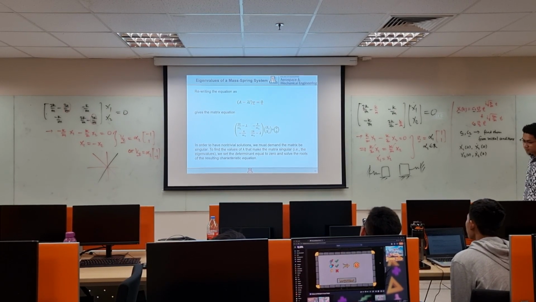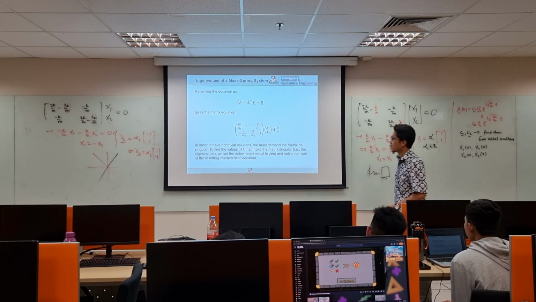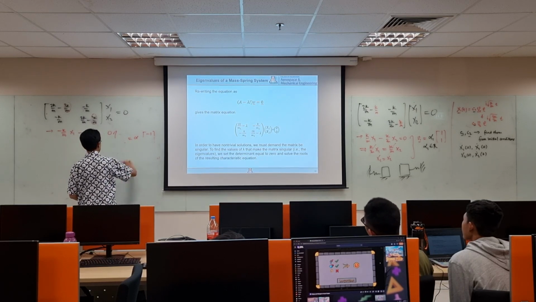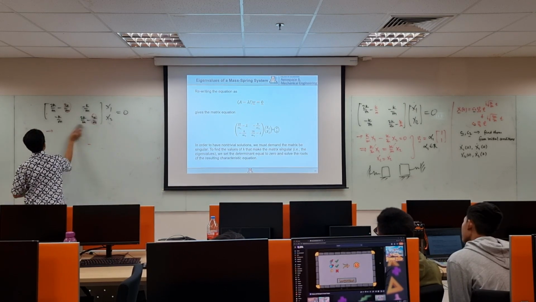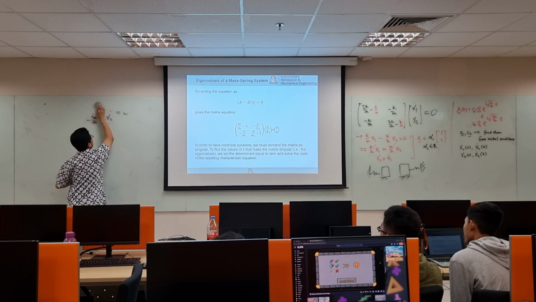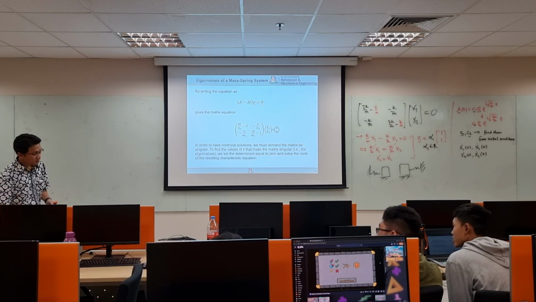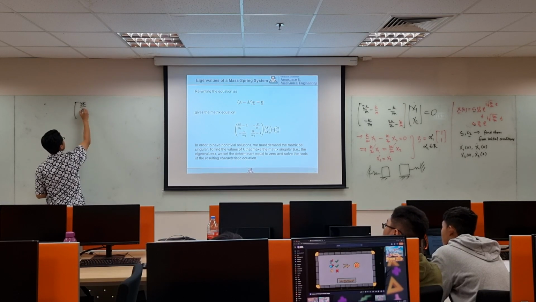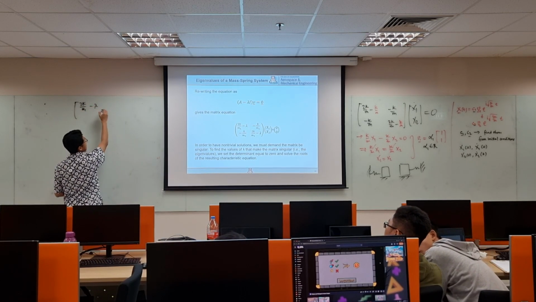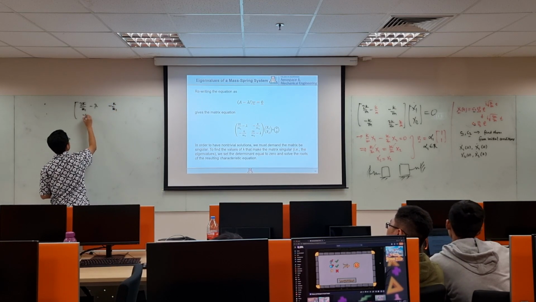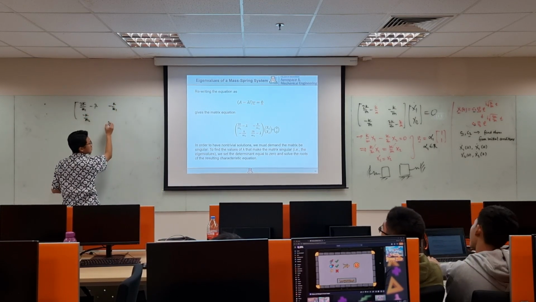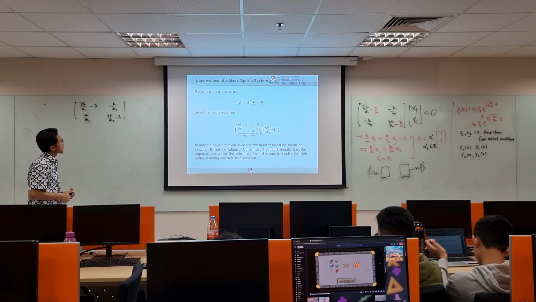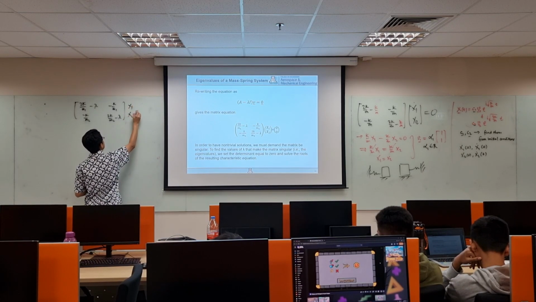Is this applicable for any spring system? No, only a spring system that is connected like that. Extend the K over M. So we have the 2K minus lambda. This is minus K over M2. 2K over M2 minus lambda. Then x1, x2 equal to 0.